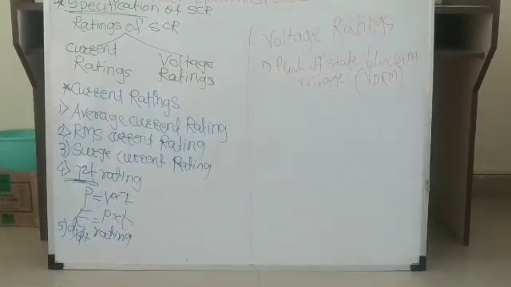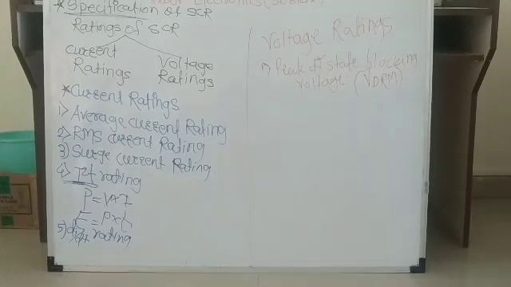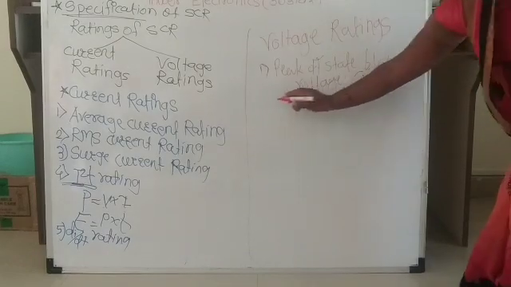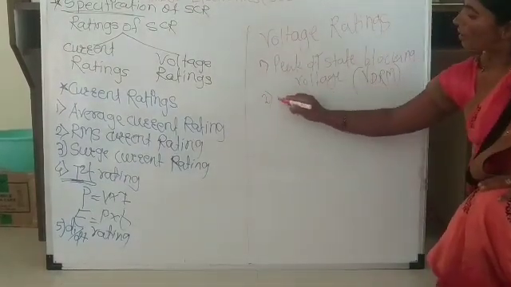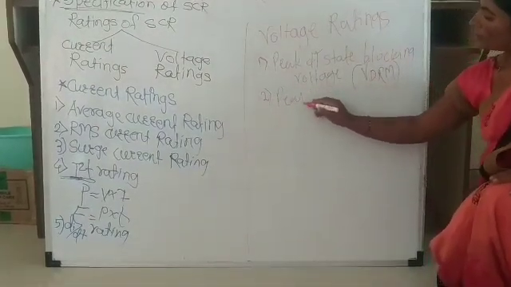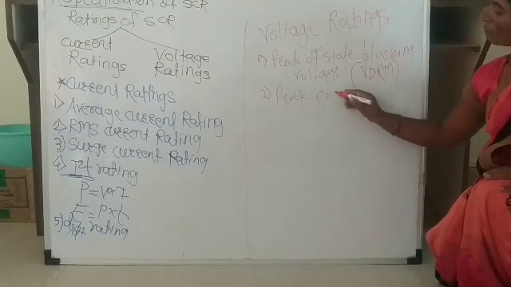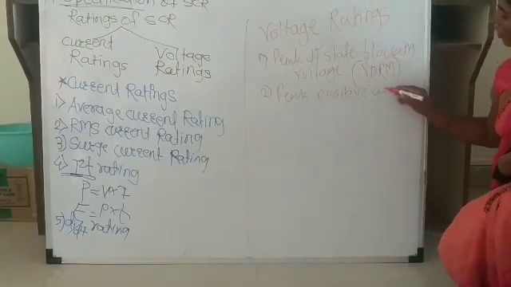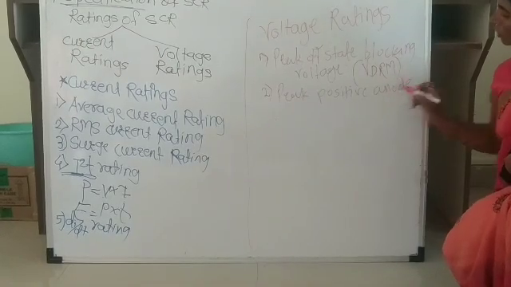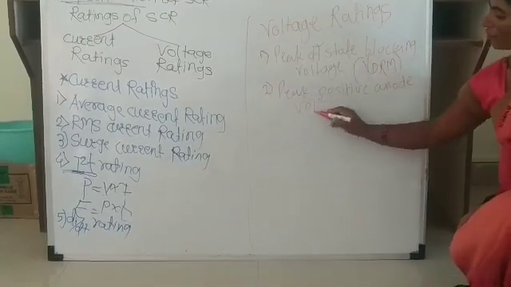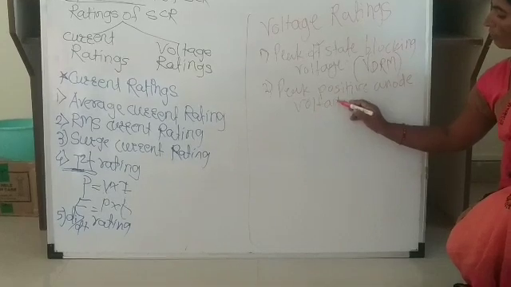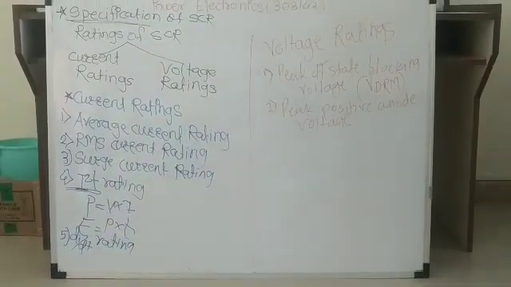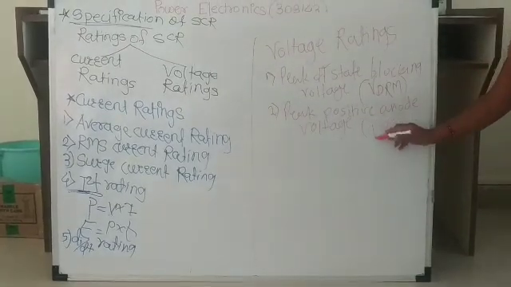Now the second voltage rating is the peak positive anode voltage. Peak positive anode voltage is also called PFV.